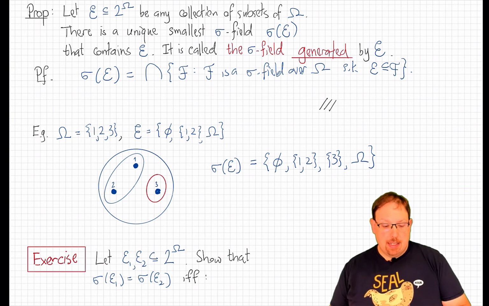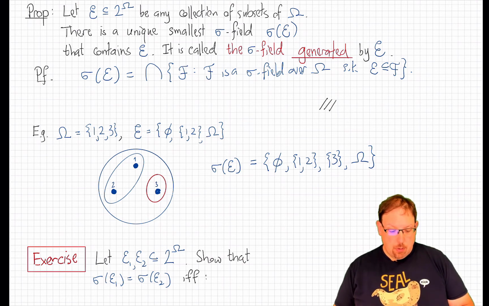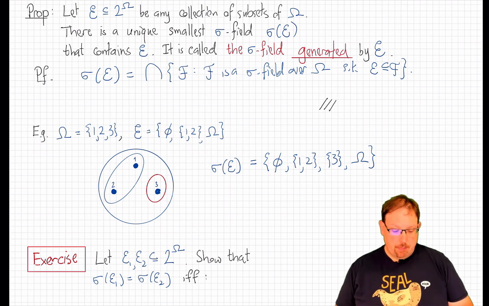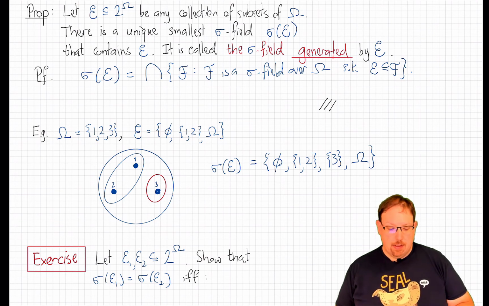Now, to formalize the kinds of arguments that we went through there, I'm going to leave you with an exercise which you'll use a lot in identifying sigma fields. Here's the question. Suppose I give you two families of subsets, E1 and E2. I'd like you to determine if they generate the same sigma field or if they generate different sigma fields. This is hard to answer just by looking sometimes. E1 and E2 could be disjoint. They could be completely separate families of events. But they might still generate the same sigma field.